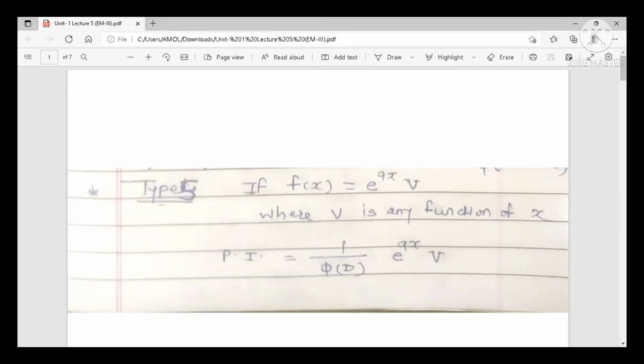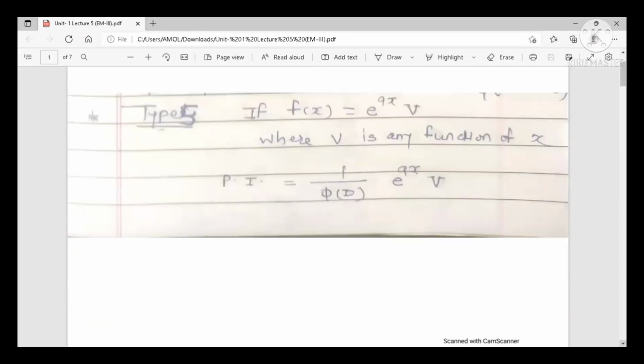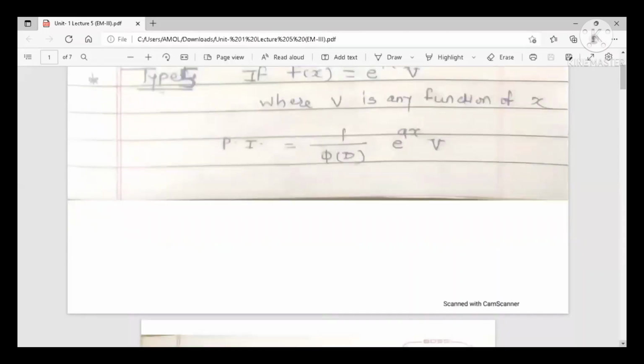Now how to find the PI for this product of two functions, e raised to ax into v? You solve first for the exponential function. How to solve for the exponential function? You replace the term D by D plus a in phi of D. You simplify that term and then you solve for v. See the next step.